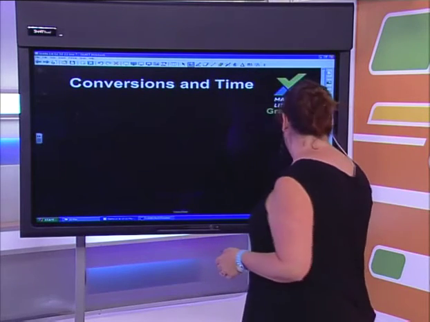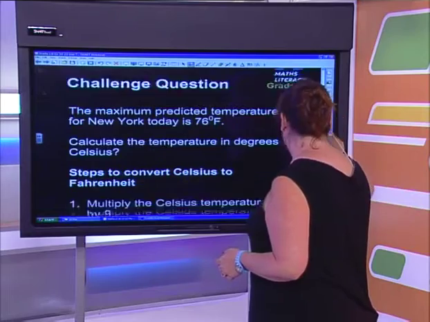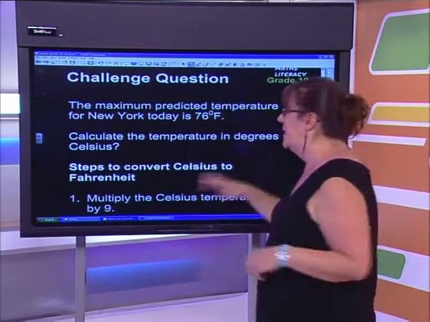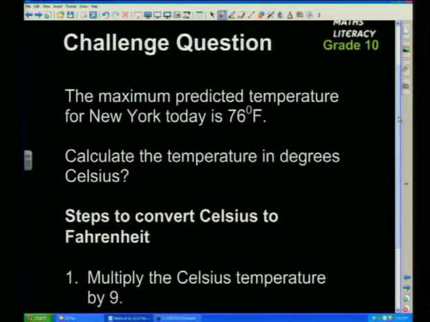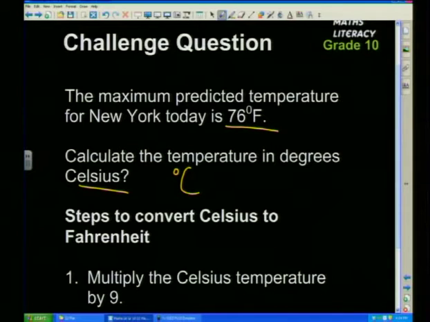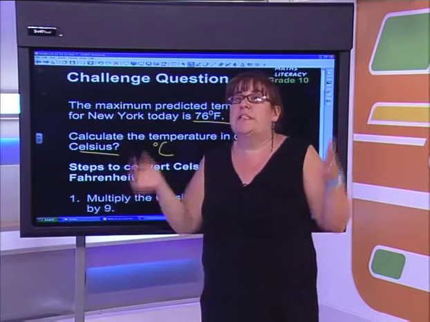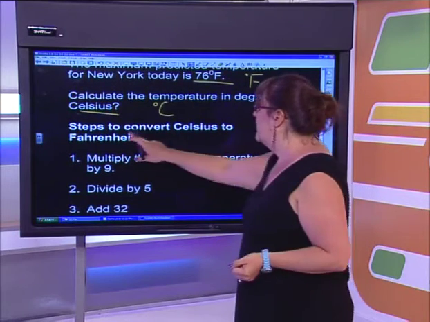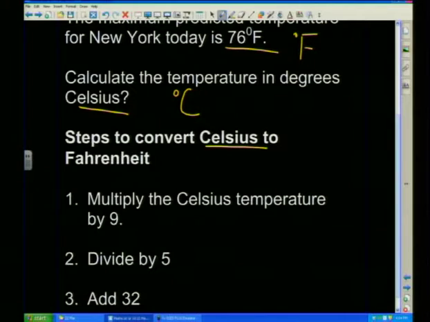Okay, starting off, we have posted our challenge question. So let's go through the challenge question quickly, and we'll answer it at the end of the show. The maximum predicted temperature for New York today is 76 degrees Fahrenheit. Calculate the temperature in degrees Celsius. Now, in South Africa, we deal with degrees Celsius. In America, they deal with degrees Fahrenheit. So we need to be able to compare the two, especially if we're traveling to America. They give you the steps to convert.